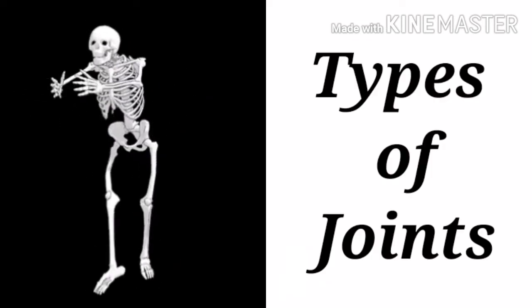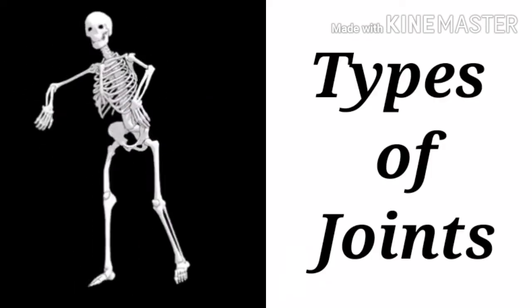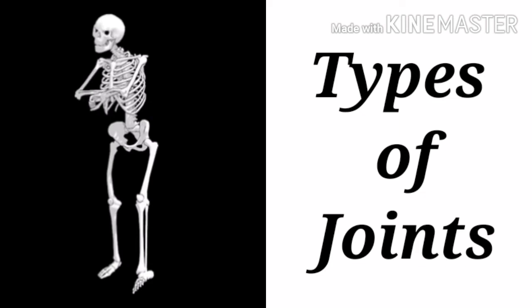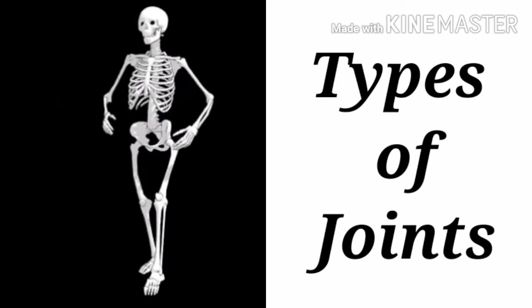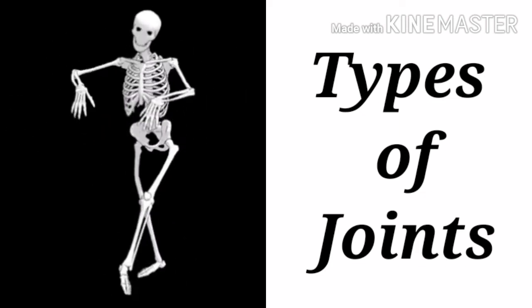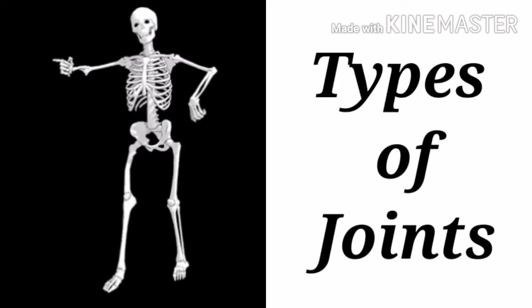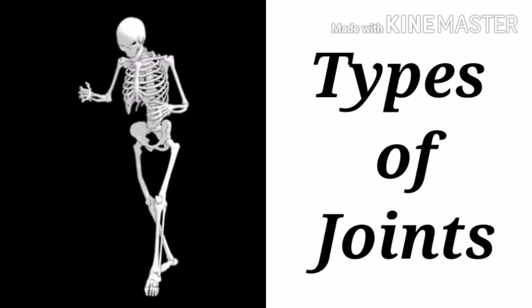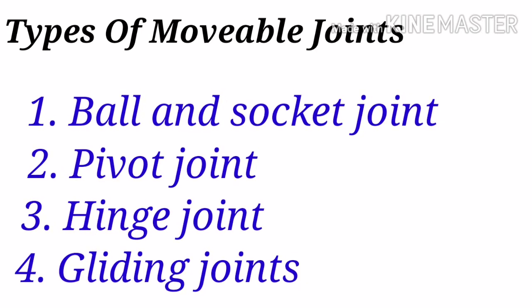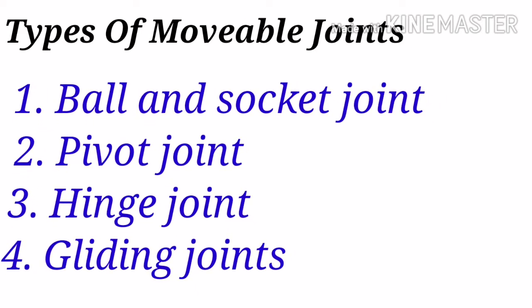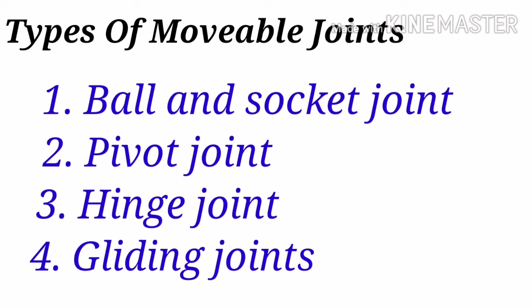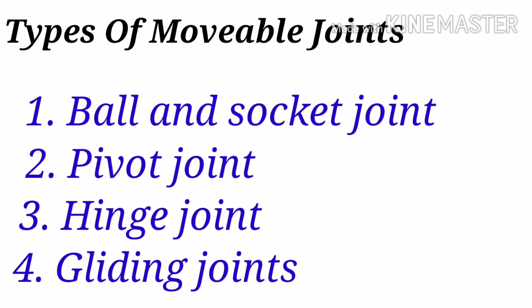A joint is the place where two or more bones join together. There are different types of joints in our body. That is why different parts of our body have different movements. Let's see: ball and socket joint, pivot joint, hinge joint and gliding joint.